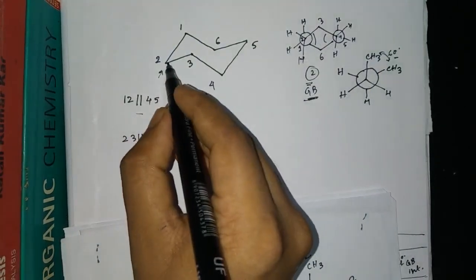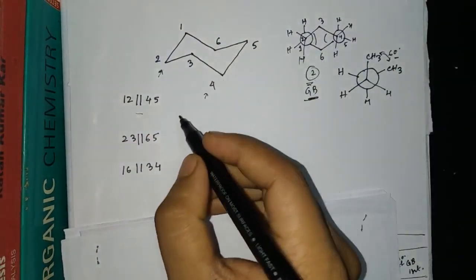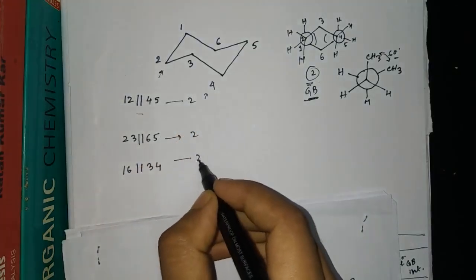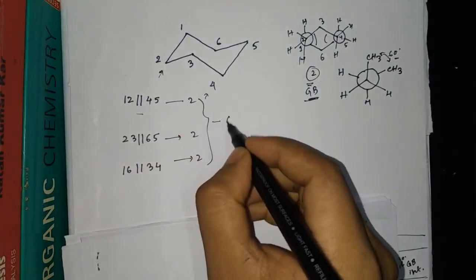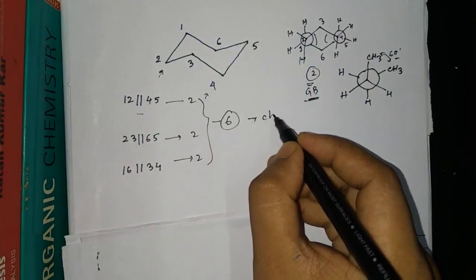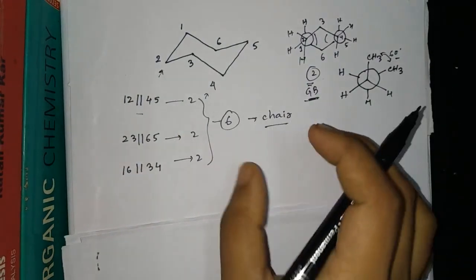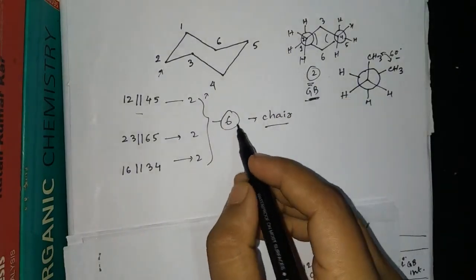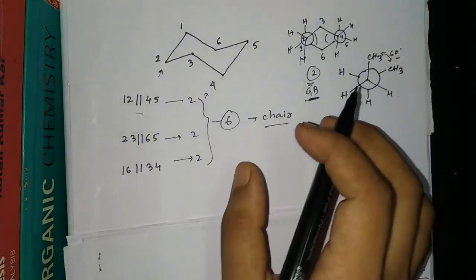If we look at 2-3 and 6-5, we find another two gauche-butane interactions. So it is 2, 2 and 2. Totally, 6 gauche-butane interactions are there in the chair form. This is a very normal interaction, and it makes up the energy of the chair form. So these 6 gauche-butane interactions are normally present.